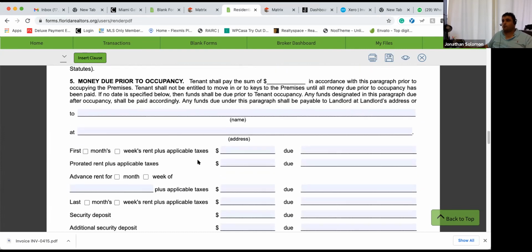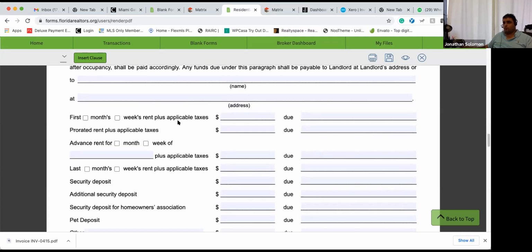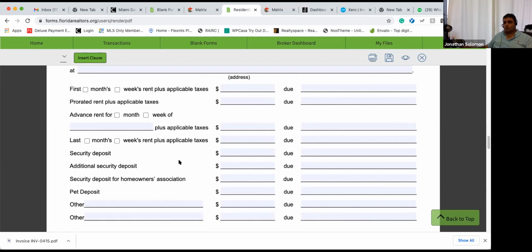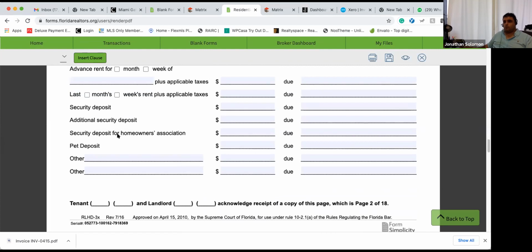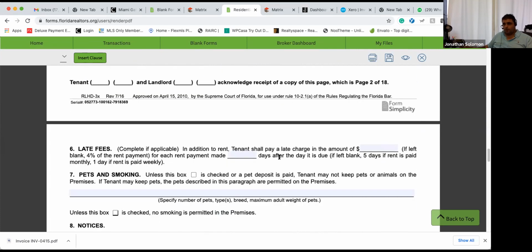The payment prior to occupancy is very similar to the lease of apartments. The sections are very similar. We have the first month, we have advanced rent, whether it's for the last month, we have a security deposit, for homeowner association, a pet security deposit, and so on. And when are they due? So very important right here.